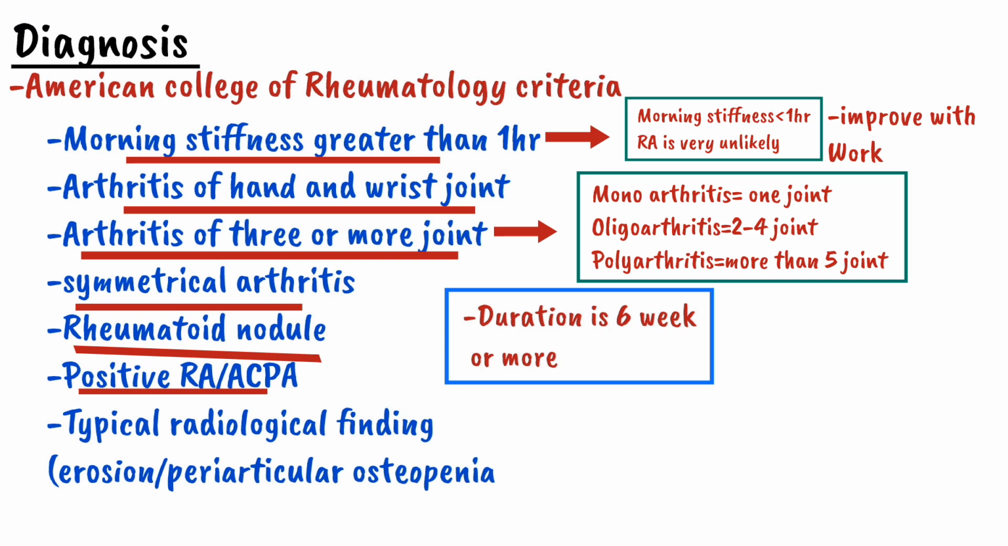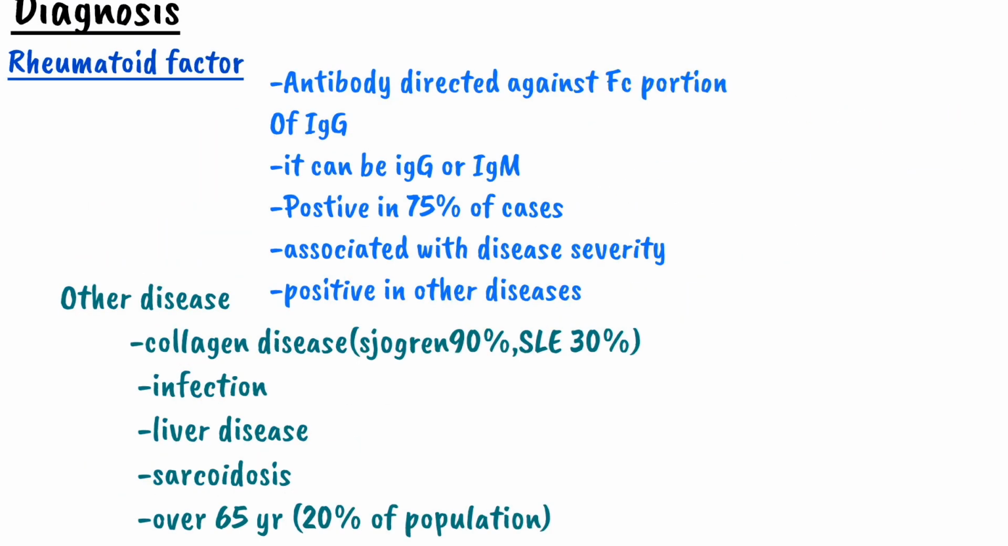the patient should have a typical radiological finding such as erosion and periarticular osteopenia. Now we will study the 2 most important diagnostic tests used for rheumatoid arthritis. The first one is the rheumatoid factor. What is the rheumatoid factor? The rheumatoid factor is an antibody directed against the Fc portion of an IgG. The rheumatoid factor can be an IgG or it can be an IgM.